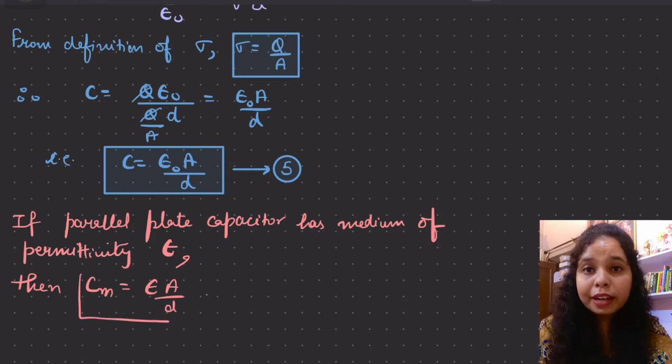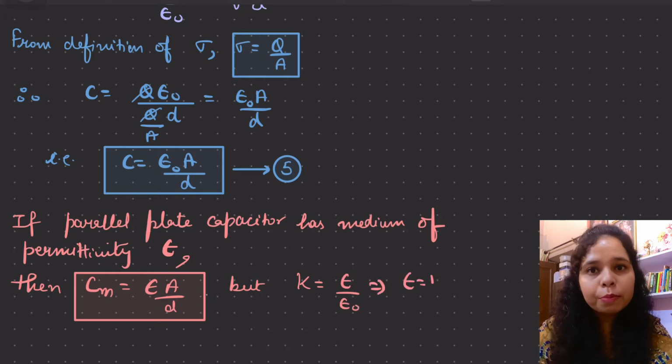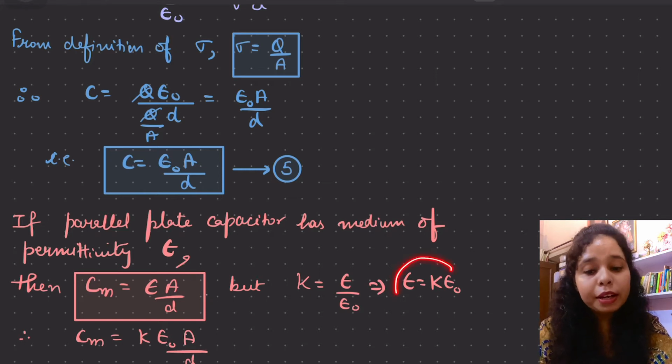We will not write epsilon naught, because naught represents the permittivity of free space or air. But we know that relative permittivity K is equal to epsilon upon epsilon naught. So from here we have epsilon is equal to K epsilon naught, and we will put this value in this equation and we will get Cm is equal to K epsilon naught A upon D.